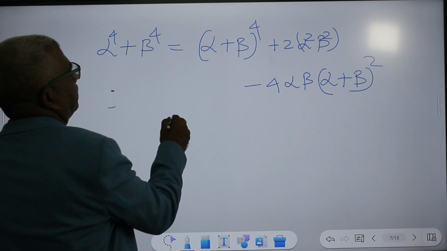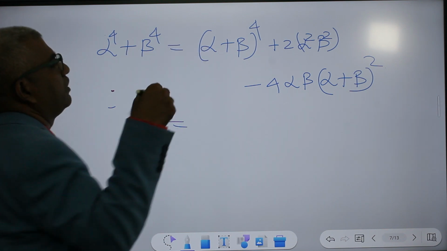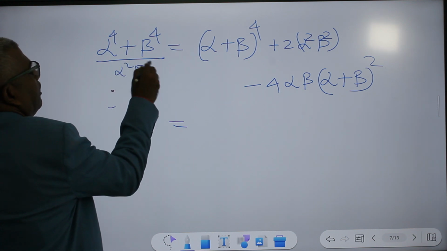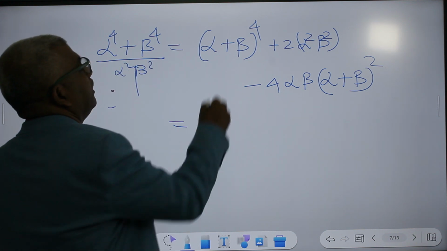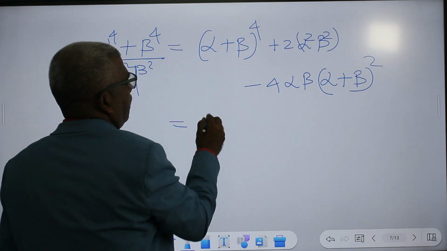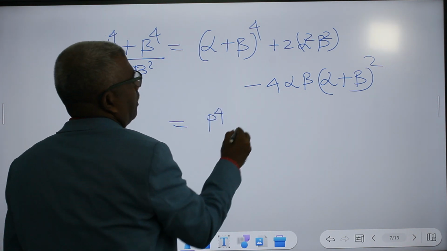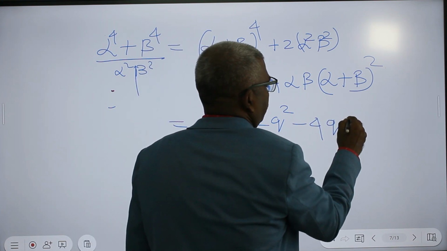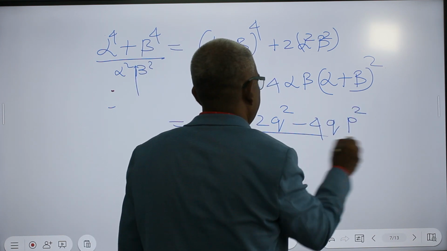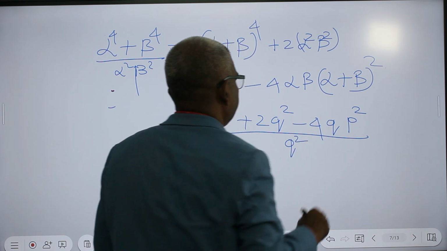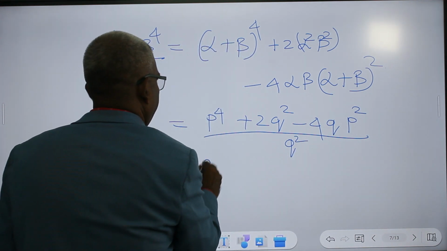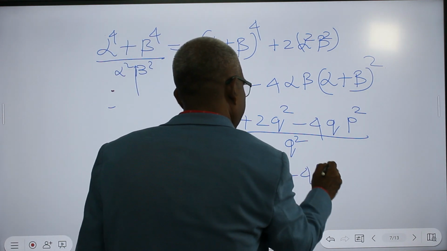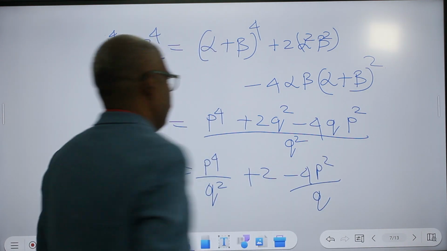Okay, now you substitute. Actually we found alpha power 4 plus beta power 4 over alpha squared beta squared. We are substituting the value we've got. Alpha plus beta is p, so p power 4 plus 2q squared minus 4q p squared divided by q squared. What will happen? P power 4 by q squared plus 2 minus 4p squared by q. We got the value. Okay.